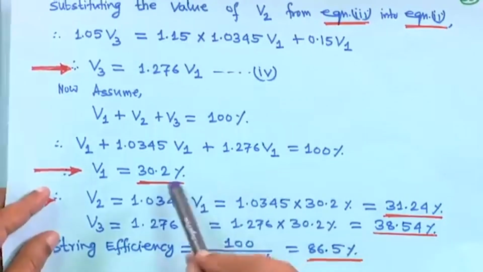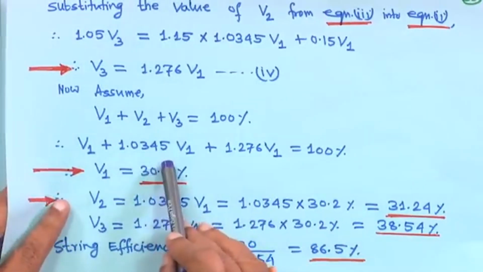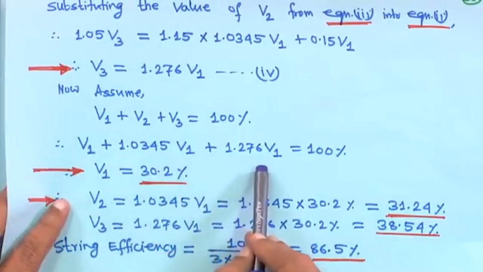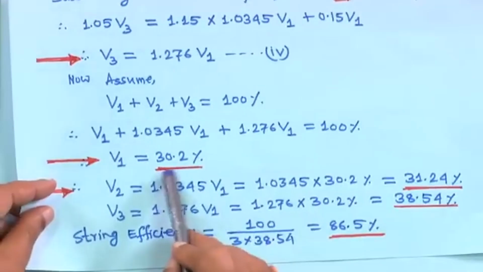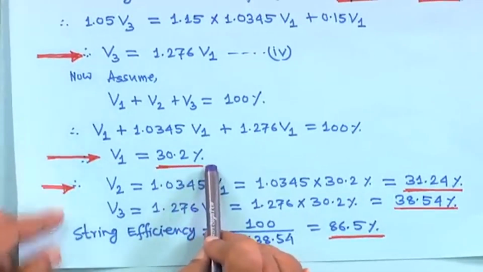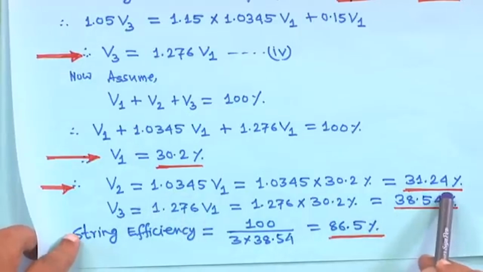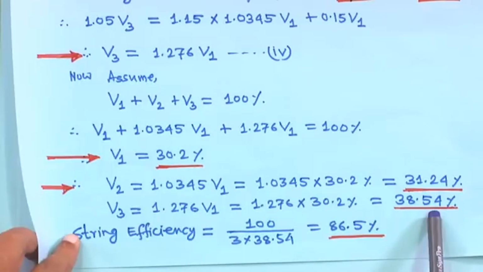If you substitute, it is V1 plus 1.0345 V1 plus 1.276 V1 is equal to, we make 100%. That means V1 will be 30.2%. Similarly, V2 will be 31.24% and V3 will be 38.54%.